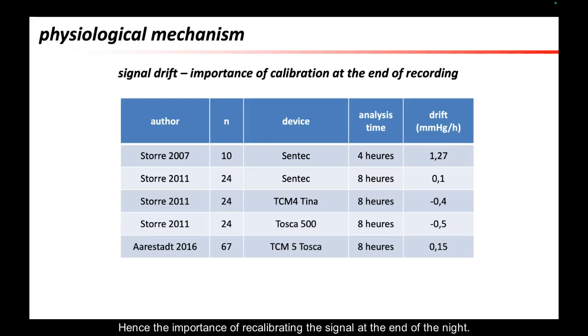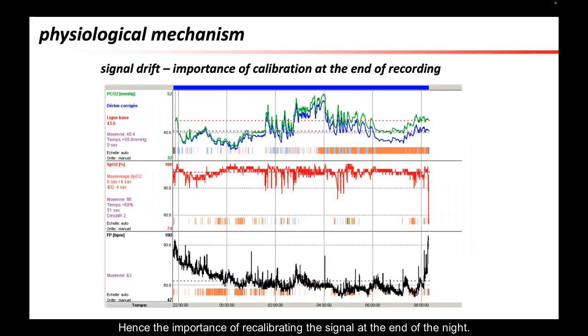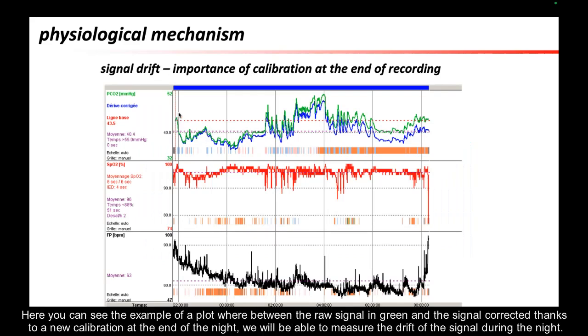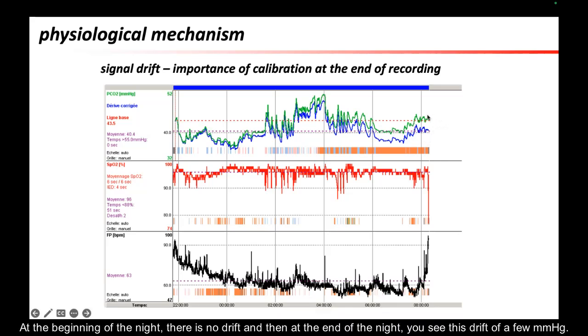Hence the importance of recalibrating the signal at the end of the night. Here you can see the example of a plot where, between the raw signal in green and the signal corrected thanks to a new calibration at the end of the night, we will be able to measure the drift of the signal during the night. At the beginning of the night, there is no drift, and then at the end of the night, you see this drift of a few millimeters of mercury.